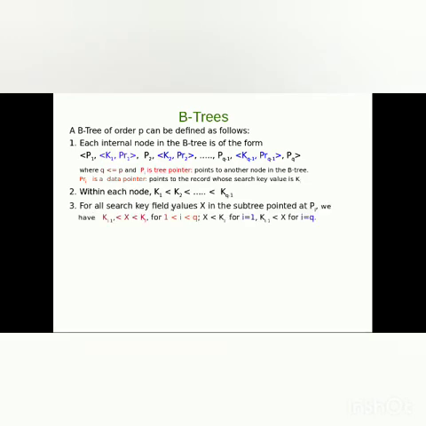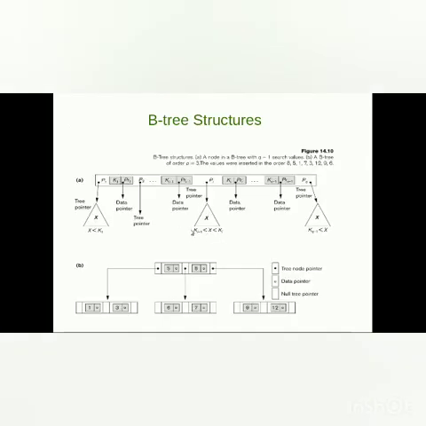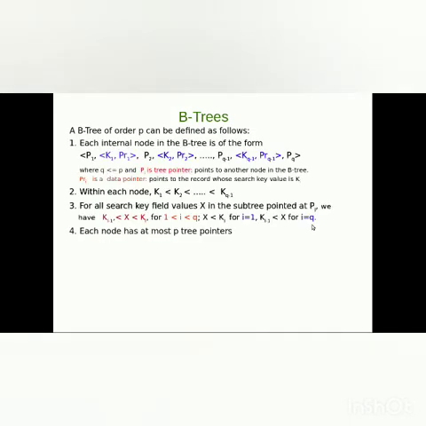For all search key field values x in the subtree pointed at by Pi, it must satisfy these conditions. That is, Ki minus 1 is less than x, which is less than Ki, for 1 less than i less than q. That is what is shown in this diagram. For the extreme cases also, the condition is specifically mentioned in point 3.